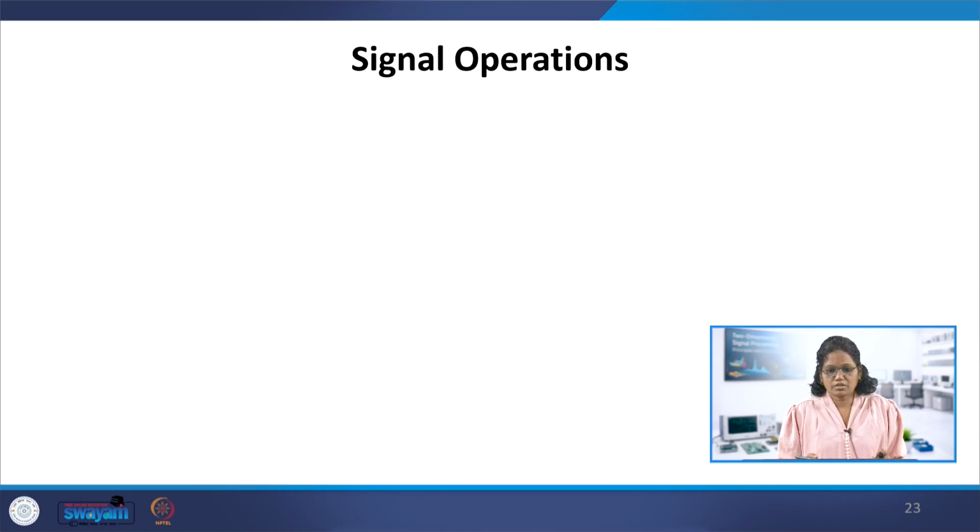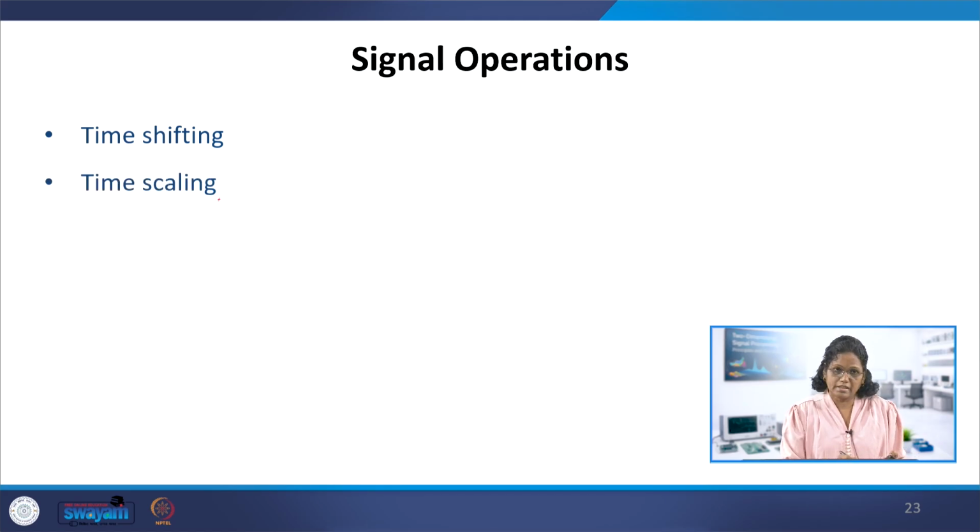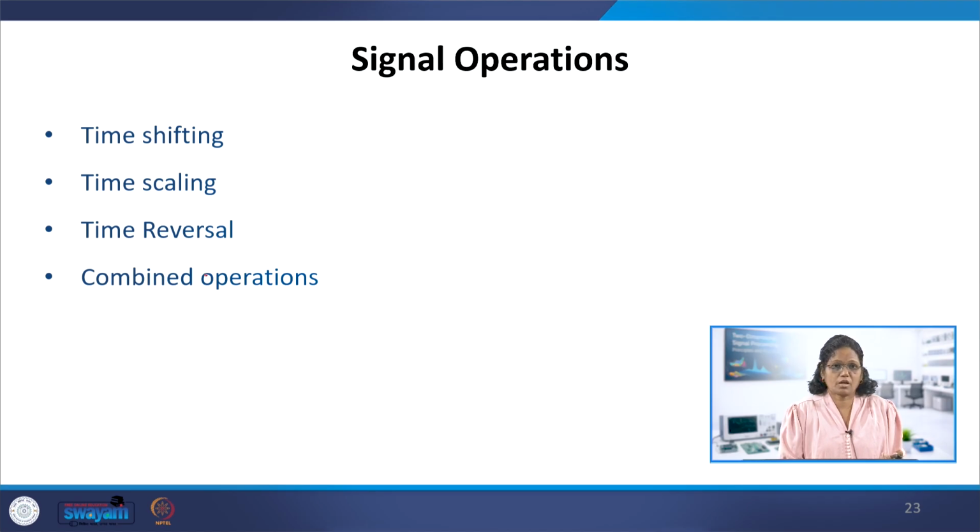Now coming to signal operations. What are the basic operations possible on continuous time and discrete time sequences? One is time shifting. You can shift it right or shift it left. Another is scaling, where the time base can be compressed or expanded. The third is time reversal, like flipping, making x of t into x of minus t. So these are three different operations, and combined operations are also possible with these.